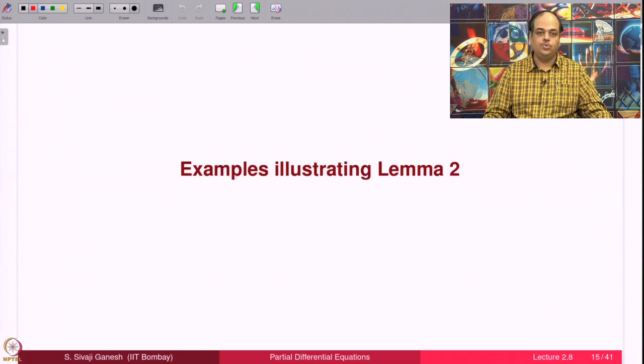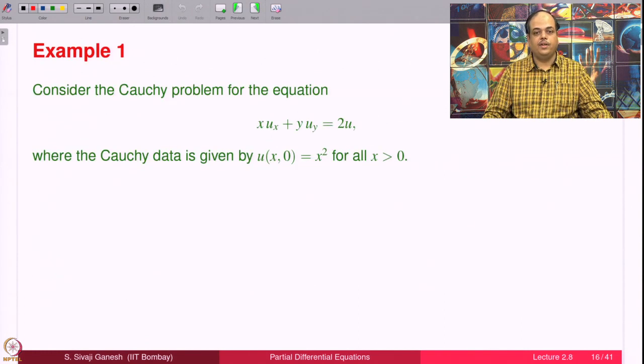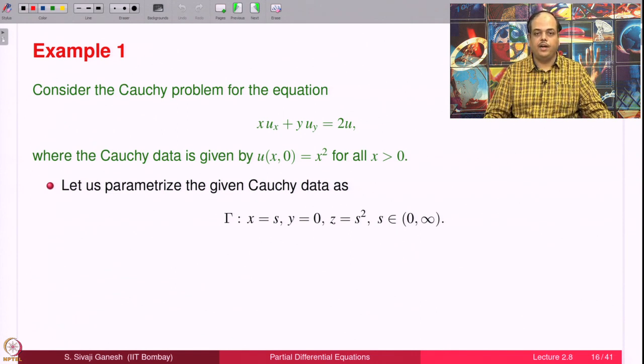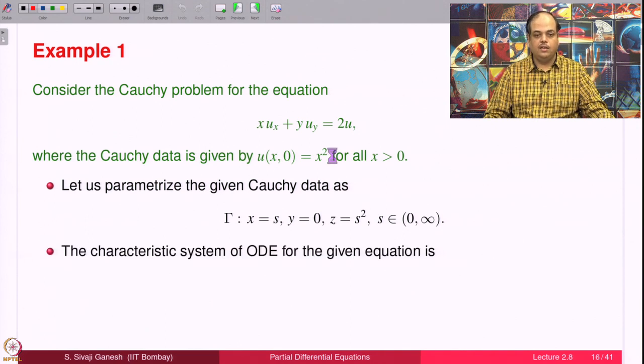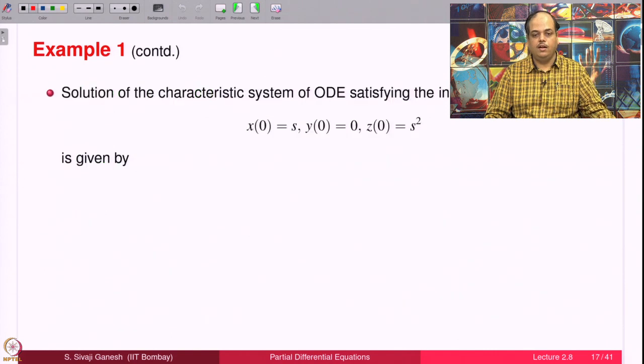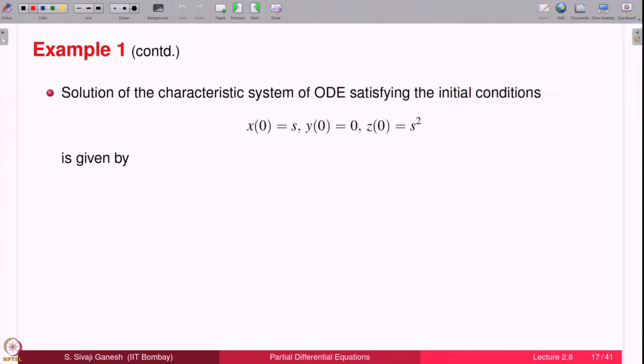Now, we are going to illustrate these two conclusions of Lemma 2 with two examples. The first example we are going to consider is the equation x u_x + y u_y = 2u, with u(x,0) = x^2 as the Cauchy data given for x positive. Let us start solving. First, you need to parameterize the Cauchy data, which is x = s, y = 0, z = s^2. Then we have to write down the characteristic differential equations. Now, we have to solve this with initial conditions so that at time t = 0, it passes through points of gamma. So, these are the initial conditions.